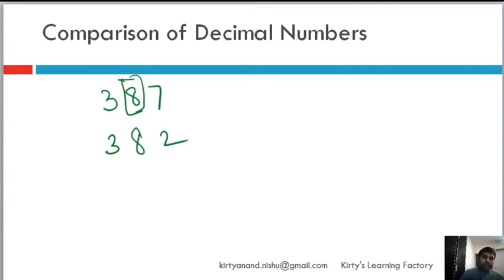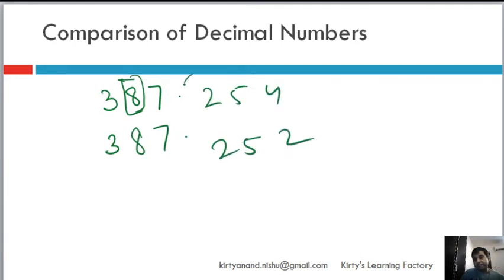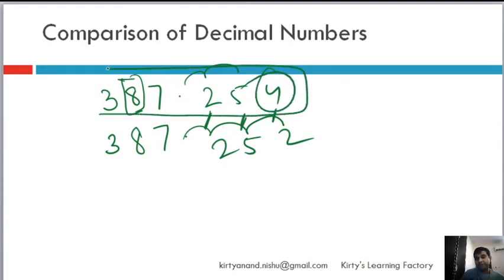Now what if even this were to be same and even this were to be 387 point? Now let's get into decimals. If it were 254 and it were 252, similarly we keep on going and we see which number is larger. So 2 is same, 5 is same, but here 4 is larger. Therefore 387.254 is larger than 387.252.